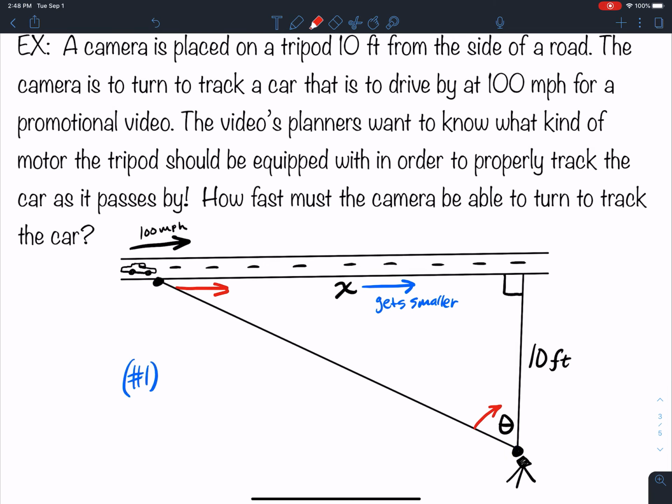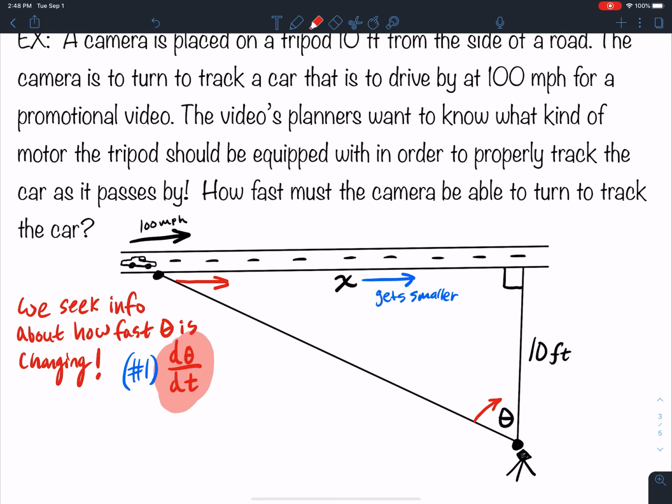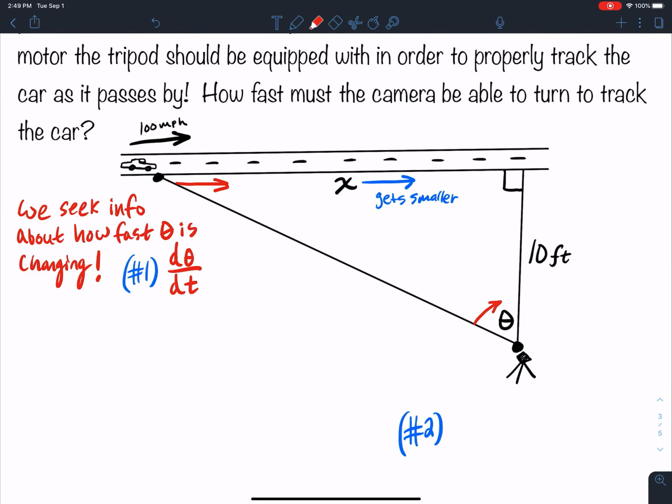Okay? So, number one, what do we want to know? What do we want to find out? We want to find out how fast the camera can turn on the tripod. So we seek information about how fast theta is changing. If we figure out the change in theta, then we know how fast the camera needs to be able to turn. So that's d theta/dt. Okay, that's what we're looking for. Now that we know what we're looking for, let's write down everything that we do know.